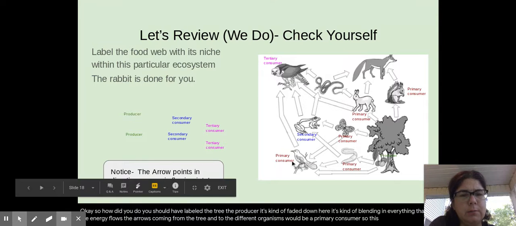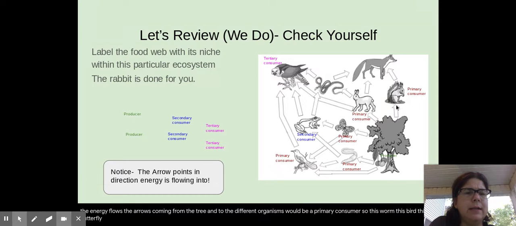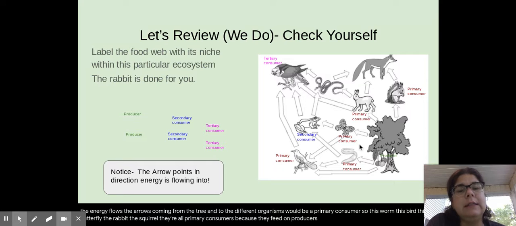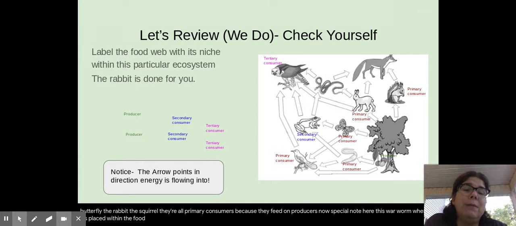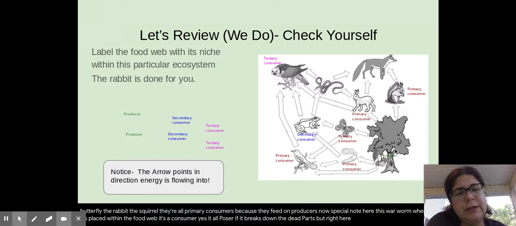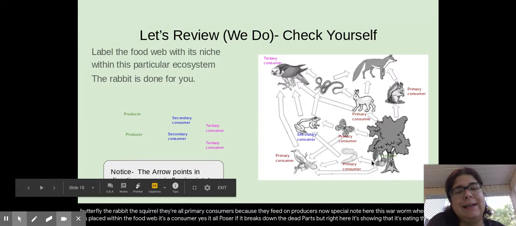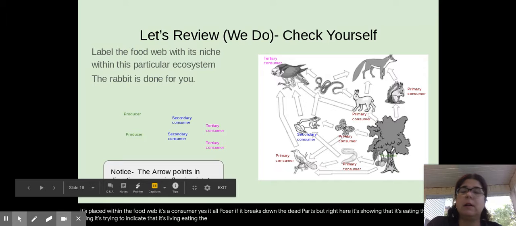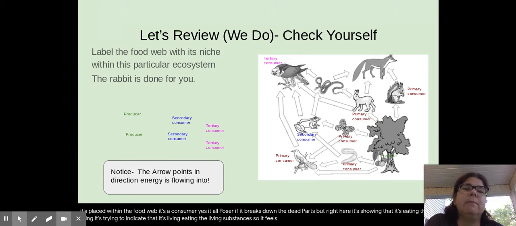So this worm, this bird, this butterfly, the rabbit, the squirrel, they're all primary consumers because they feed on producers. Now, special note here, this worm, where it's placed within the food web, it's a consumer. Yes, it also can be a detritivore or decomposer if it breaks down the dead parts, but right here it's showing that it's eating the living. It's trying to indicate that it's eating the living substances, so it fills the role of the primary consumer.